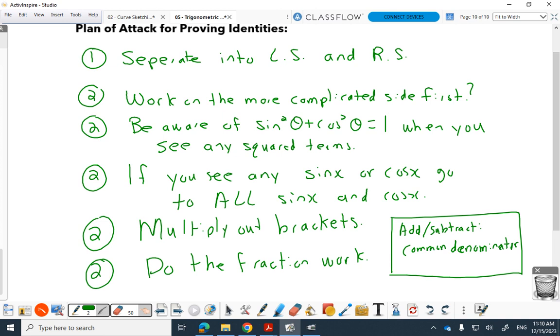Nathan, you have a question that I've been cleverly ignoring for a little while. No, I'm just confused with if you see any sine x or cos x go to all sine x. Oh, yeah, okay. So that's a little bit more. I thought you were going to ask about another question that you're asking.